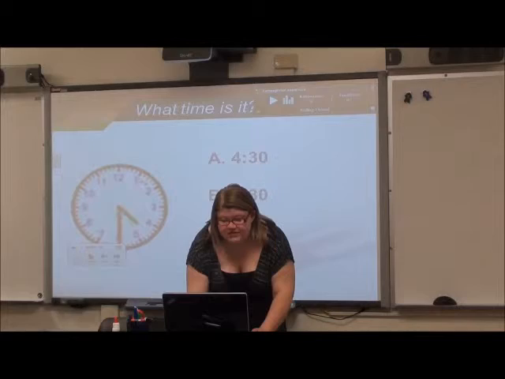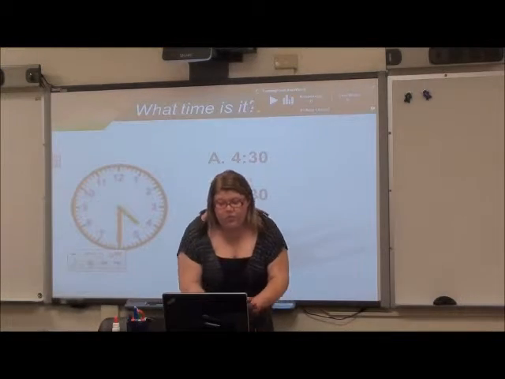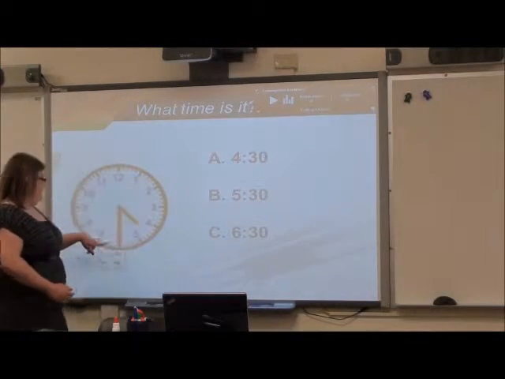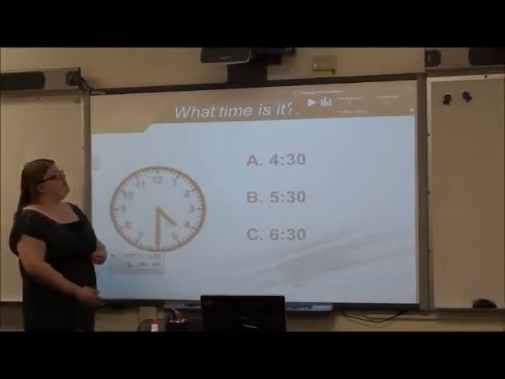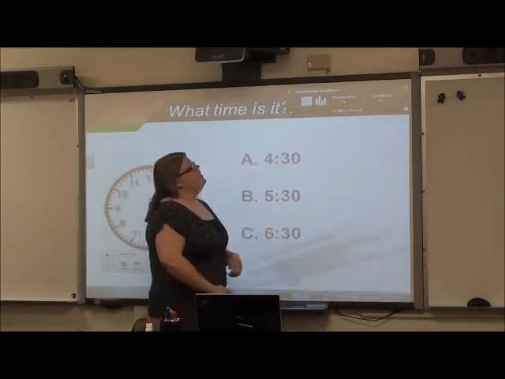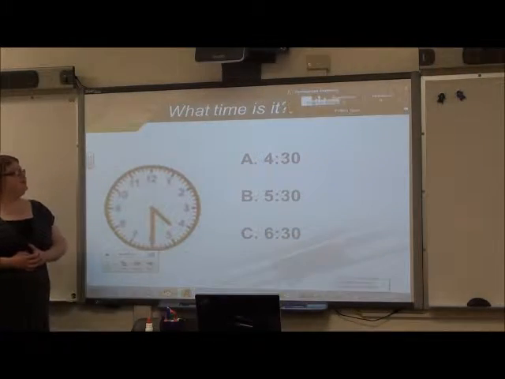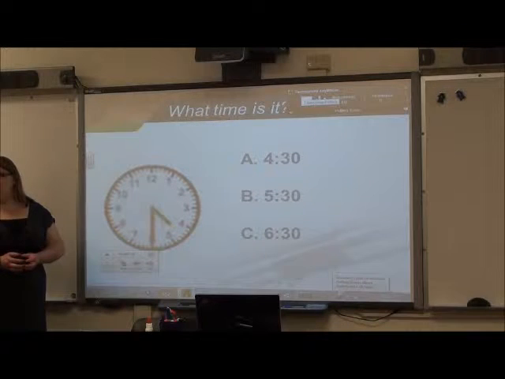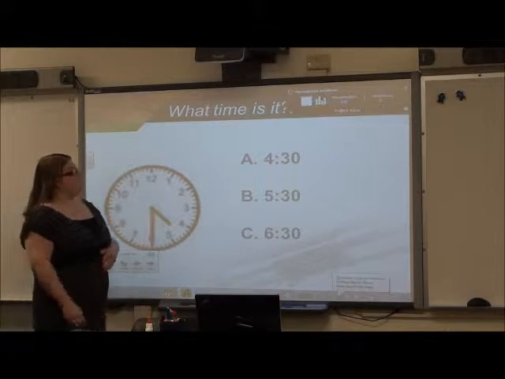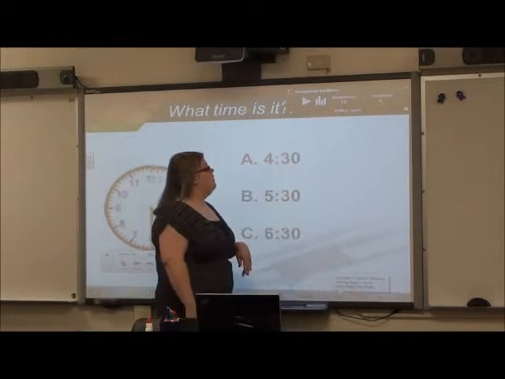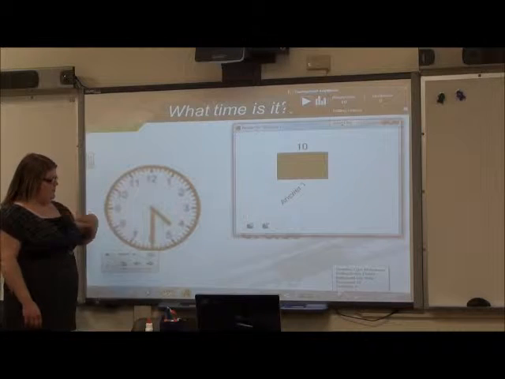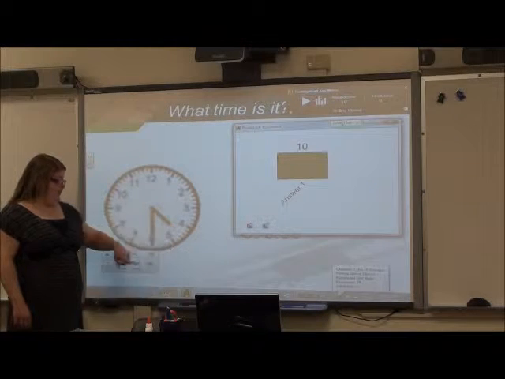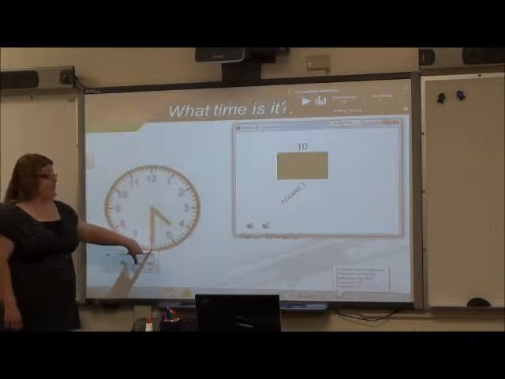On your clickers, I want you to tell me what time it is on this clock. It's either A, 4:30, B, 5:30, or C, 6:30. Go ahead and click your clickers. Okay, we're all correct in saying it's 4:30. Because the hour hand is halfway between the 4 and the 5, and the minute hand is on the 6.